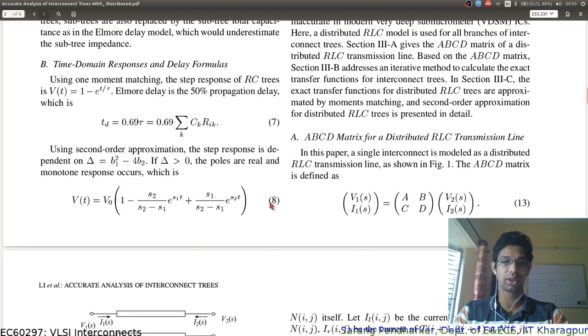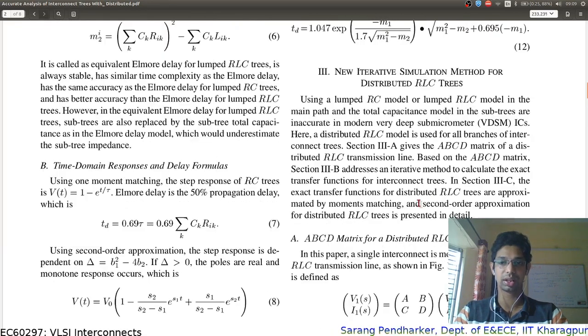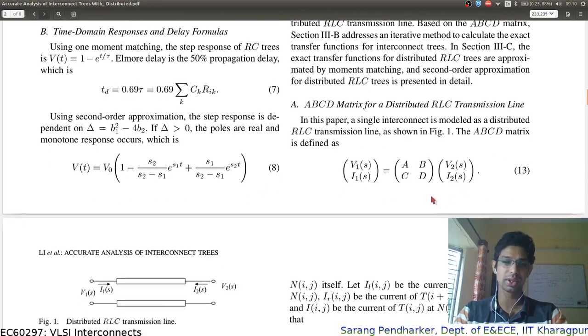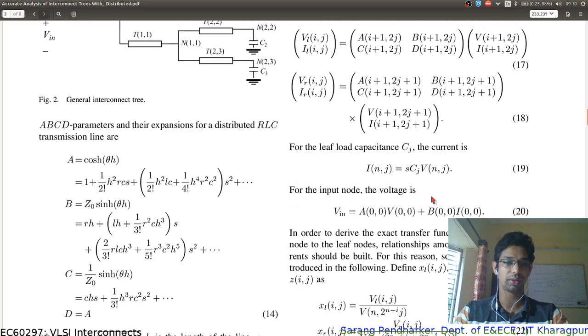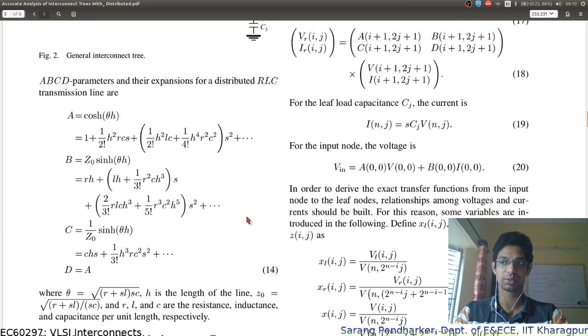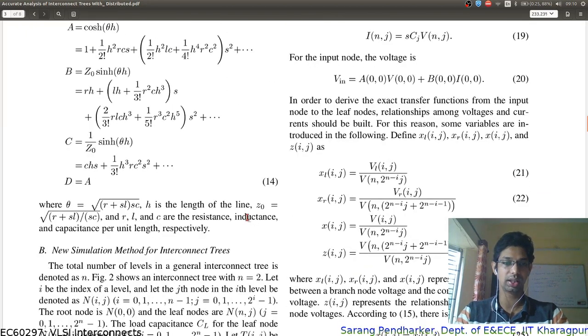So for a two-pole case, here they are using the ABCD parameters to get this. So ABCD parameters also we have seen. We have also seen these expansions. So these expansions can be used to get the ABCD for a single interconnect.